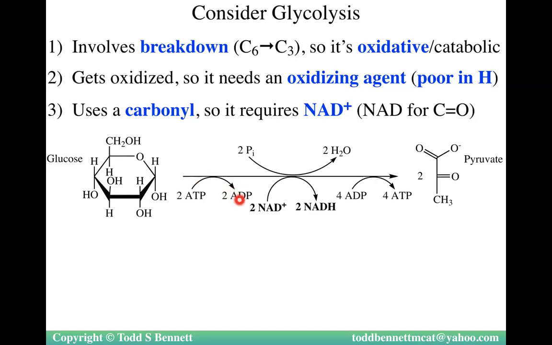So I'm investing that energy. But in the end, I'm going to end up getting 4 ATP. So 2 go in, 4 come out. The reason it is 2 is it's 1 for each of the pyruvates. So let's just count bonds to O and see how we did.